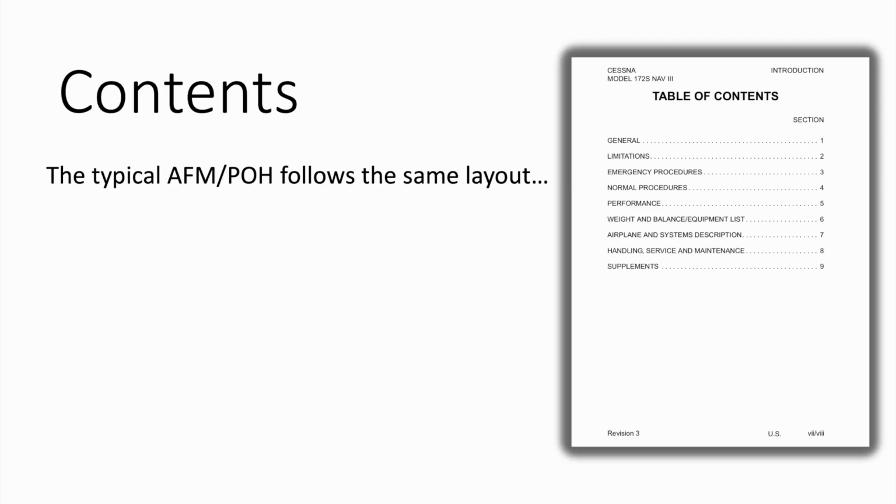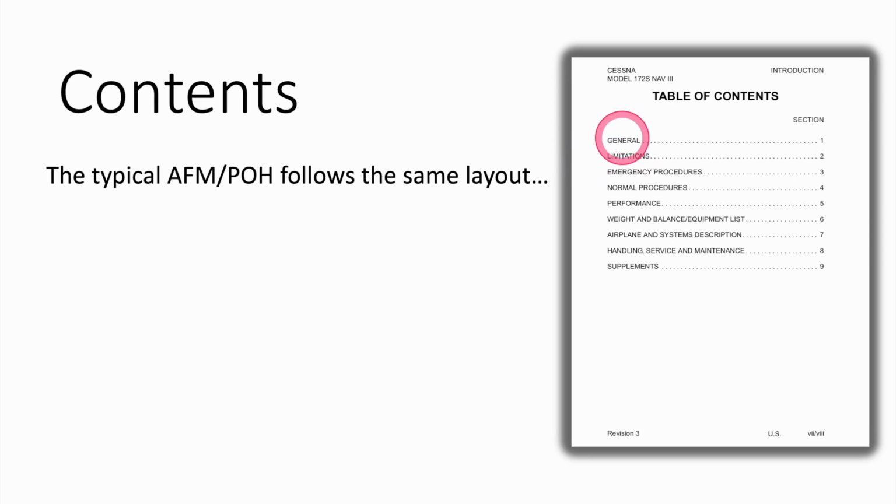People often ask, what is the difference? There's no difference, they all contain the same information really. Contents are going to be the same of a flight manual or POH, and this is going to be the same across most, if not all, aircraft that you fly. The organization or the layout of the POH is going to be exactly the same, so you'll know where to find the information if you're flying a new plane.